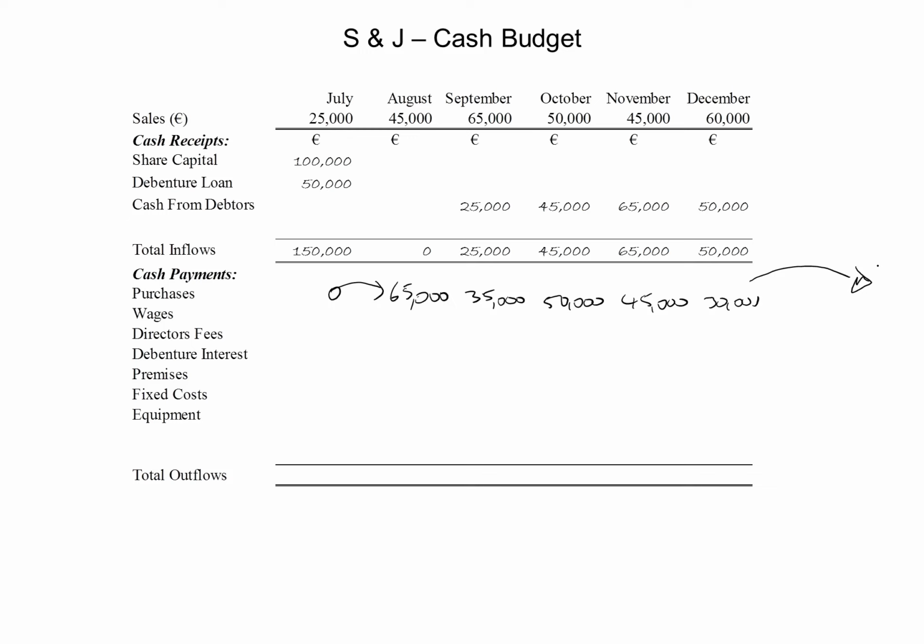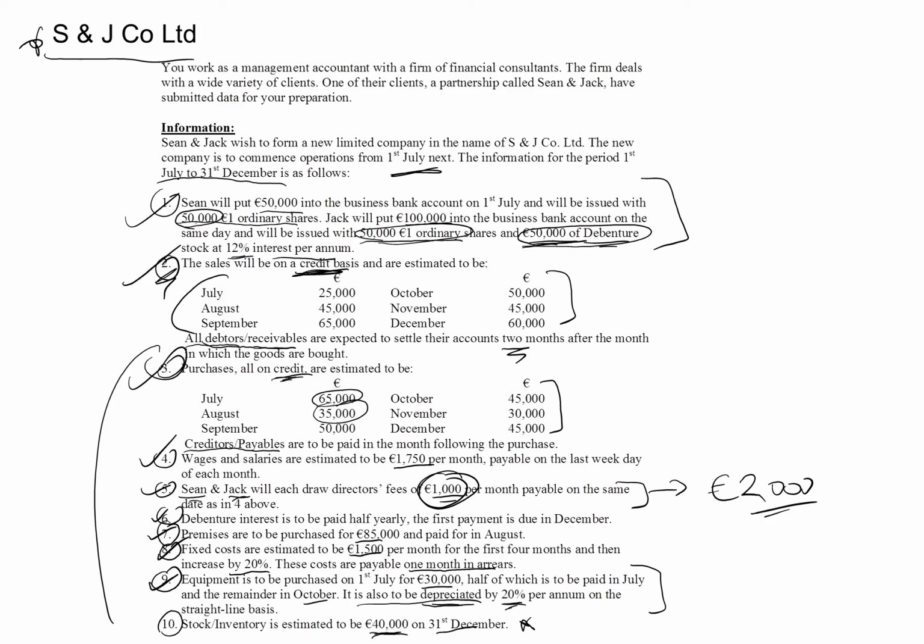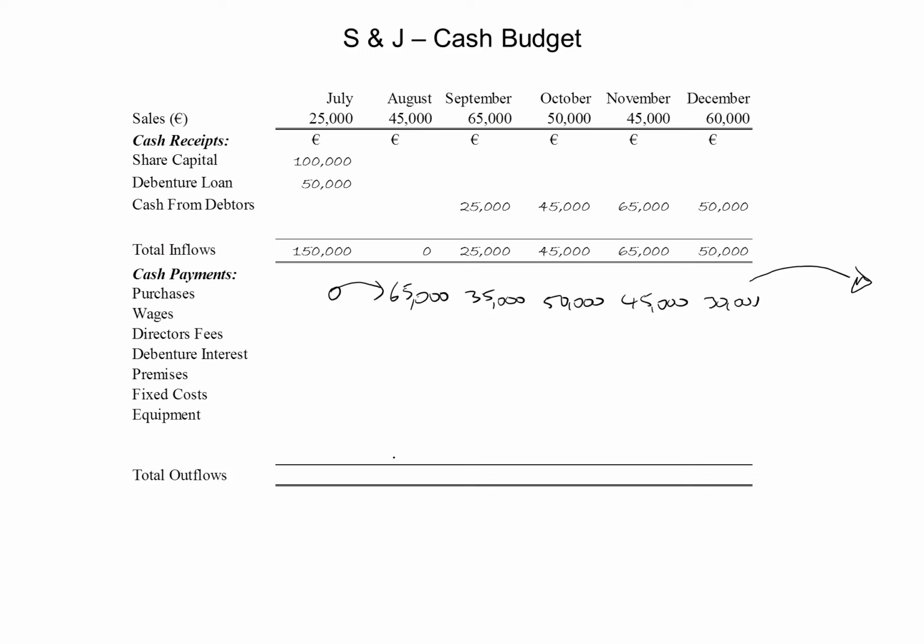I'll put in the wages. Well, if I just have a quick look at the wages figures. Note number 4, $1,750 per month. And remains $1,750 per month, so I just put that in. $1,750. Writing that all the way across for the 6 months.